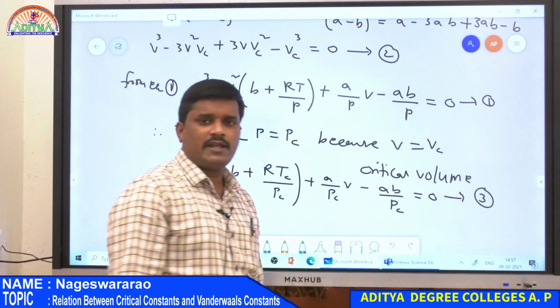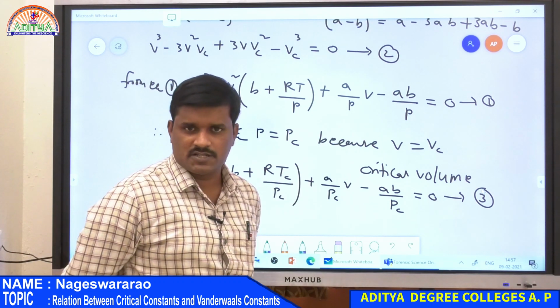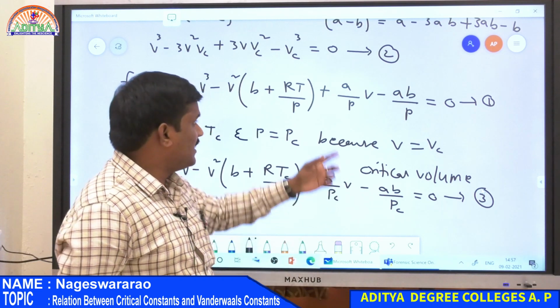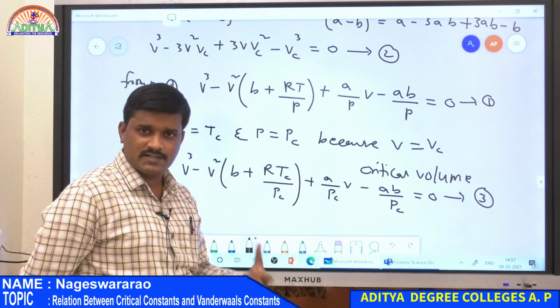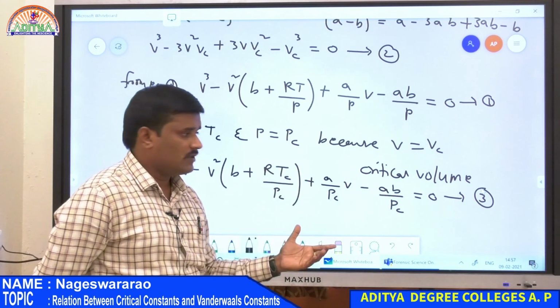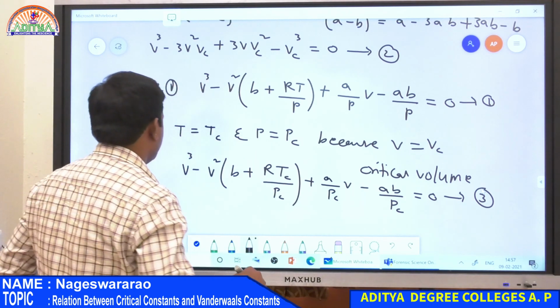So, finally, we derive equations 1, 2, 3. Equation 1 is from the Van der Waals equation and equation 2 from the Thomson isotherm, and at the Thomson isotherm V is equal to Vc. Therefore, we substitute T is equal to Tc as well as P is equal to Pc. Finally, we get equation 3. Now look at equations 3 and 2.